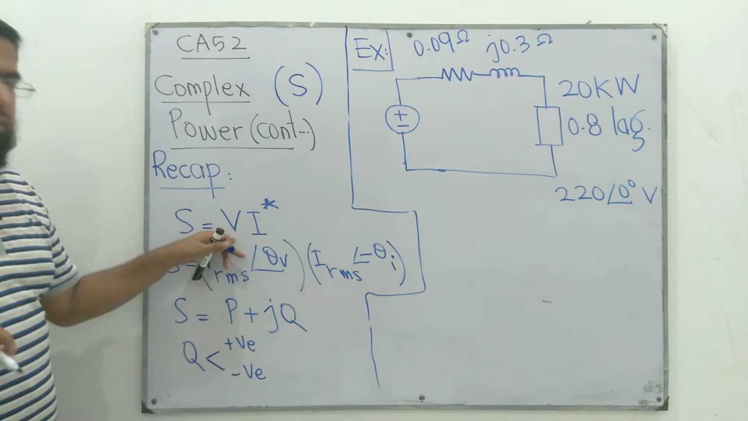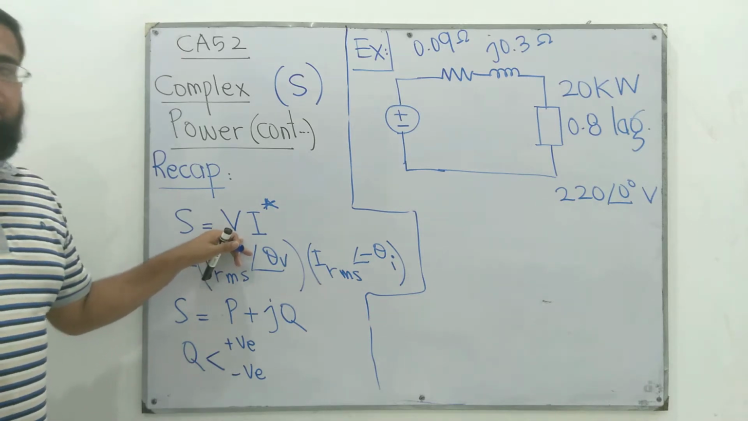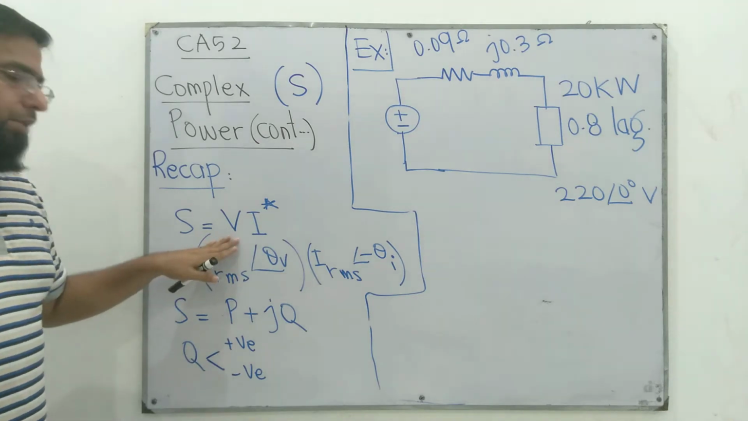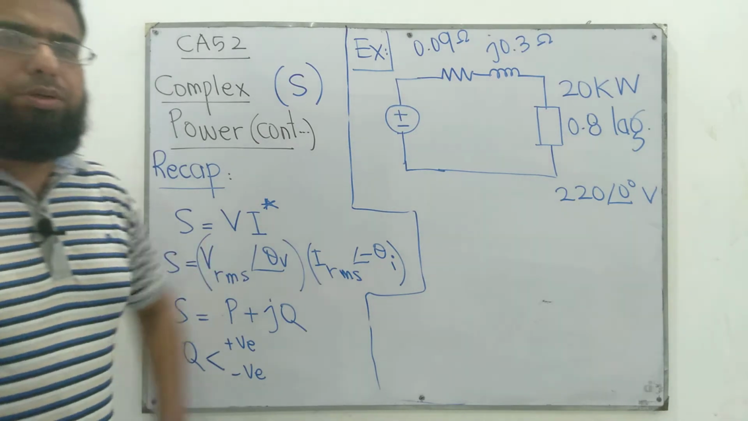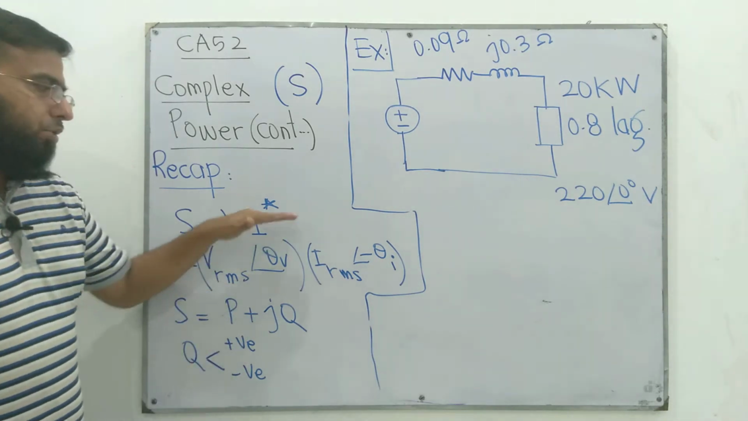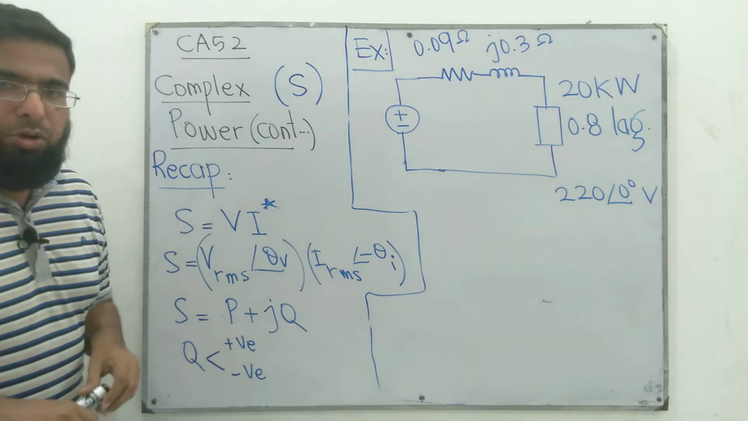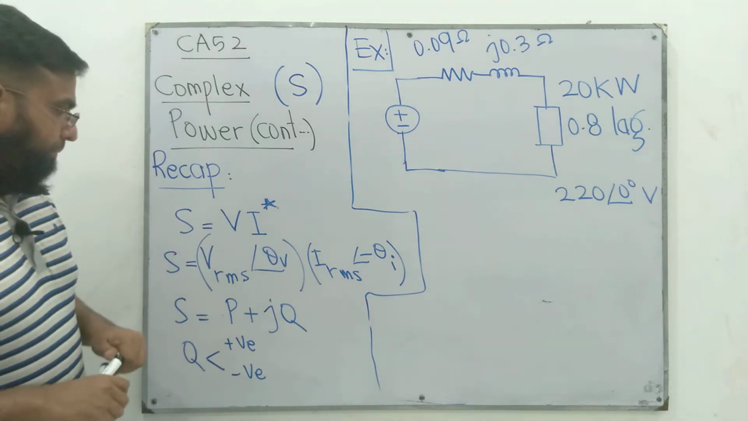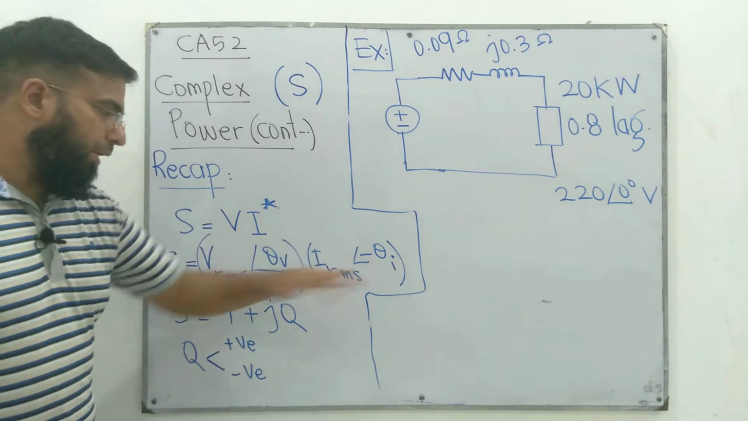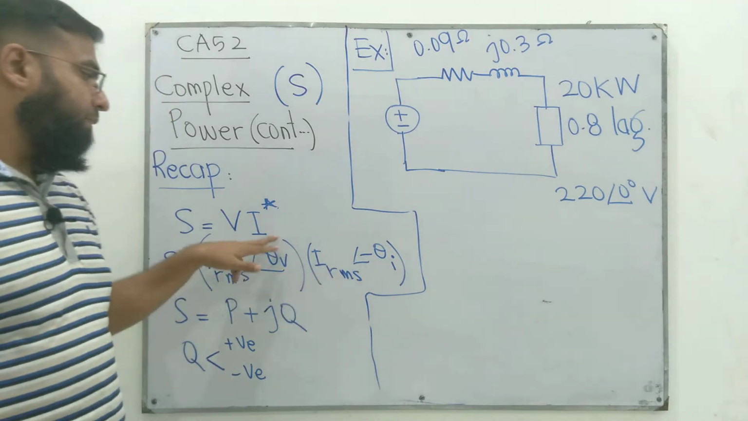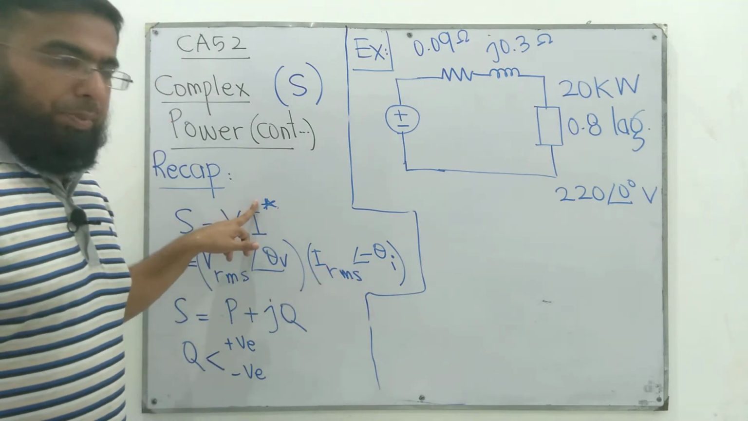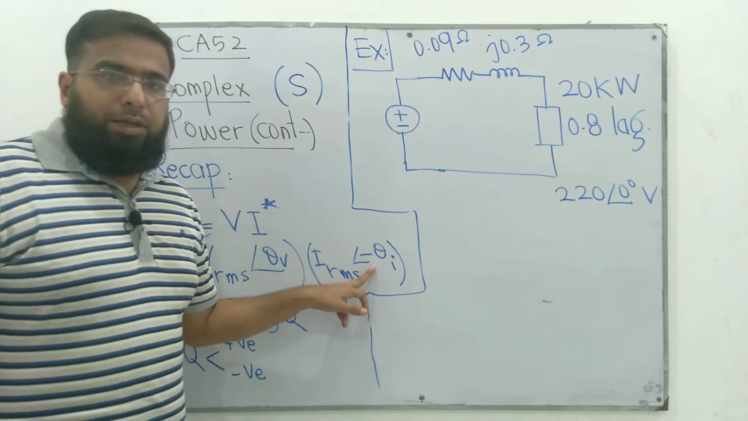S is obtained by multiplying V with I*, where V is the voltage across a load or across a source or across a line, and I* is the complex conjugate of the current flowing through that element. It can also be represented as a complex number, with magnitude and angle. If this I has an angle theta I, the complex conjugate of I will have an angle minus theta I.